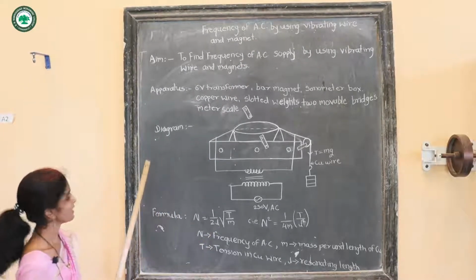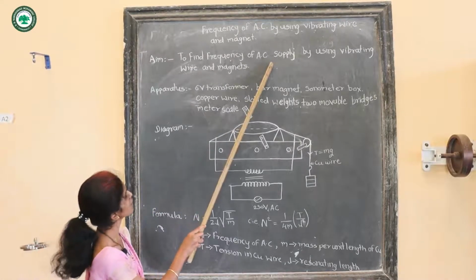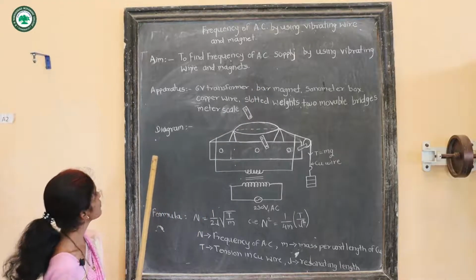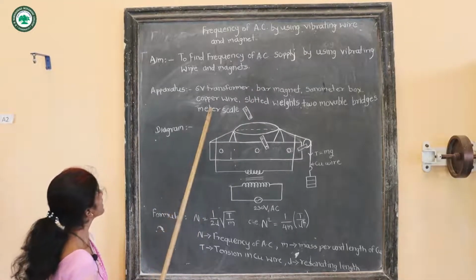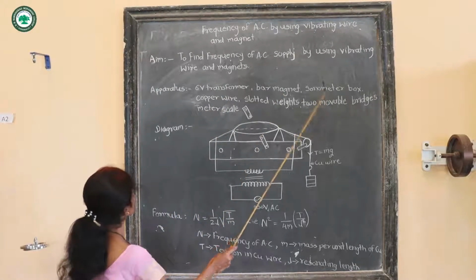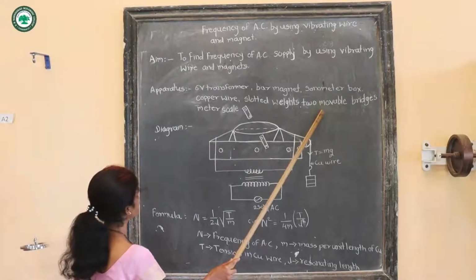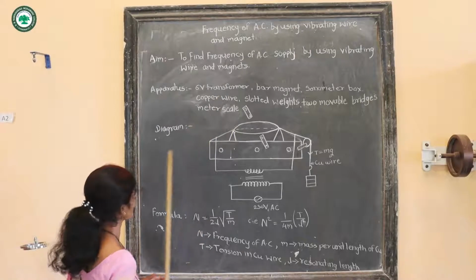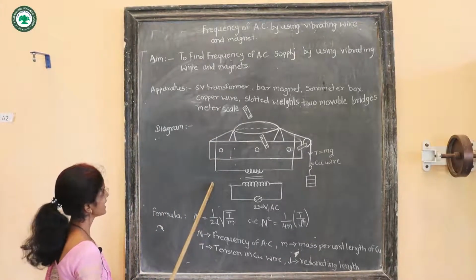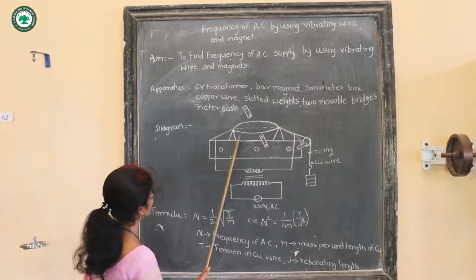The aim of this experiment is to find the frequency of AC supply by using vibrating wire and magnets. Apparatus required for this experiment are a 6 volt transformer, bar magnets, sonometer box, copper wire, slotted weights, 2 movable bridges and a meter scale.